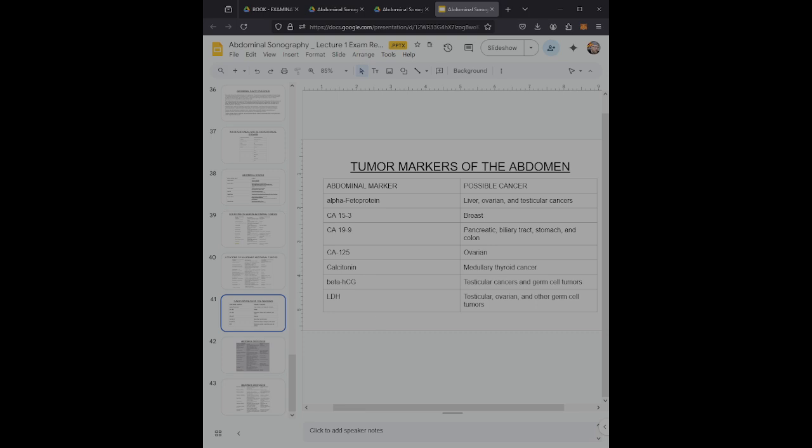Just to make it easy to memorize these tumor markers, we have alpha-fetoprotein, cancer antigen 15-3, carbohydrate antigen 19-9, cancer antigen 125, calcitonin, beta human chorionic gonadotropin, and lactate dehydrogenase.